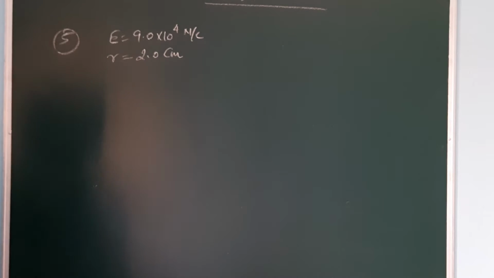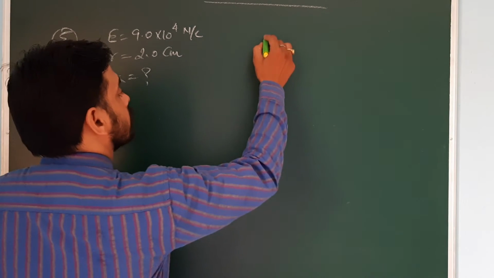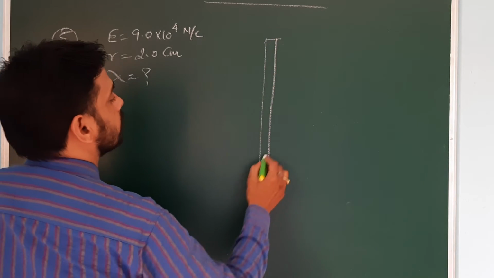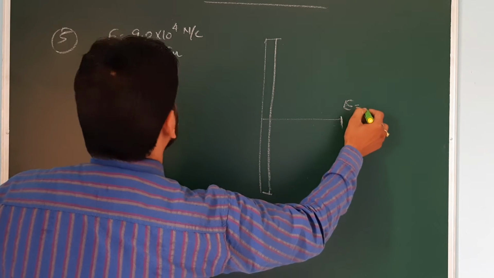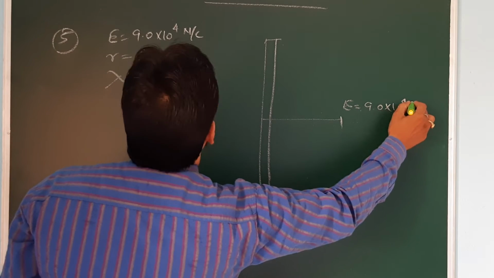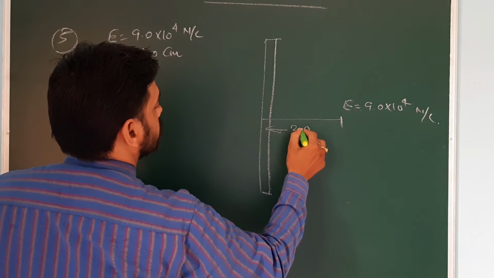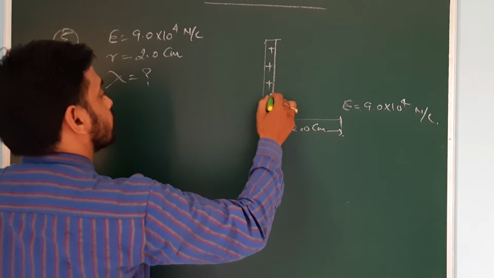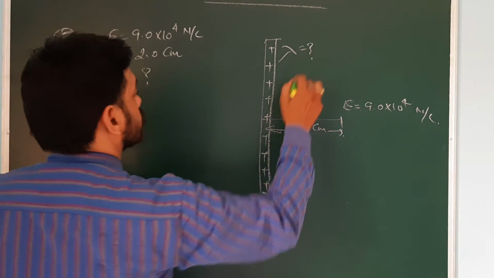So what is the linear charge density? Lambda. Which type of question is this? We have an infinite cylindrical wire at a distance r, and it is asked what about the intensity. The intensity is given, 9.0 into 10 power 4 Newton per coulomb, right? And this distance is also given, that is 2 centimeter. Now, what is asked to you? The linear charge density, lambda equals to question mark.